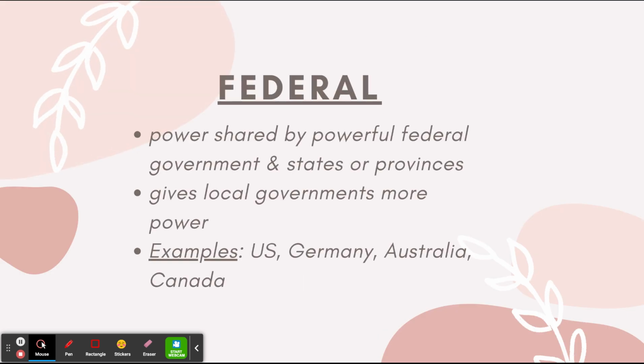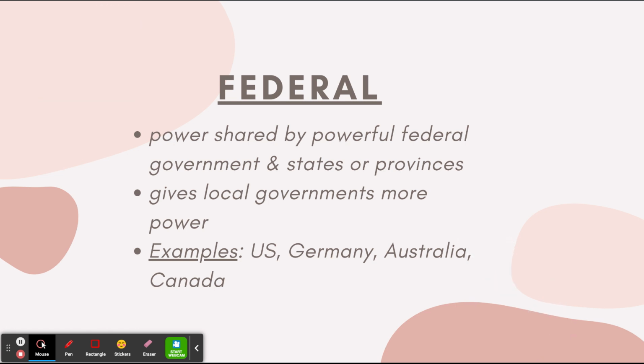The first type we're going to focus on is considered federal. Federal is kind of a misnomer in terms of what it actually means. If you hear the term federal, you probably think that this form of government has a strong federal government. However, a federal government has power shared between a powerful federal government and states or provinces. So within a country that has a federal government, there's a balance of power between the federal government, which is usually the overall government of the country, as well as the individual governments.